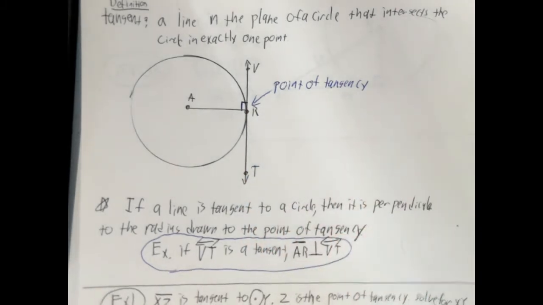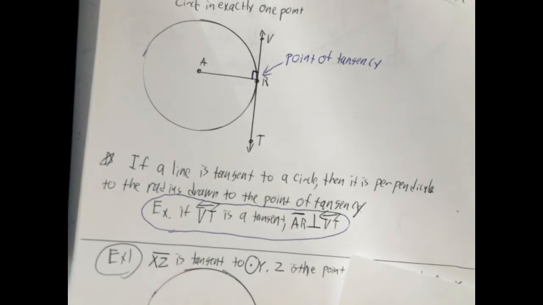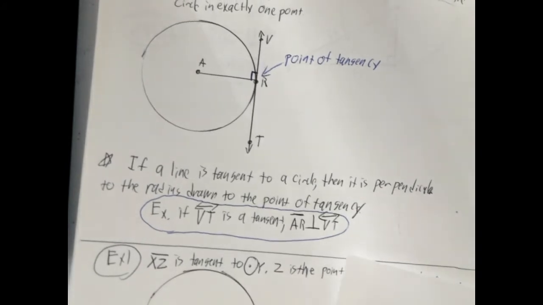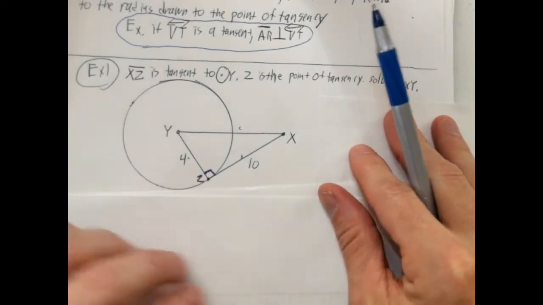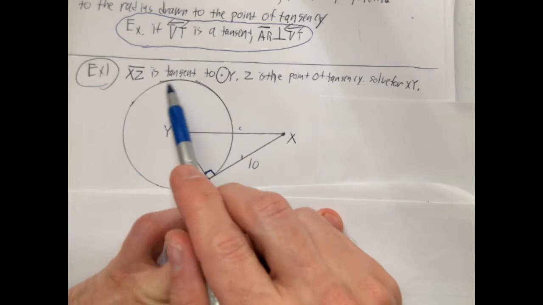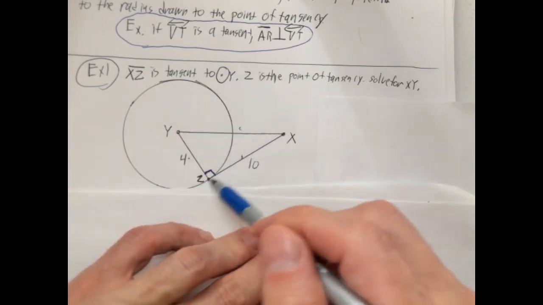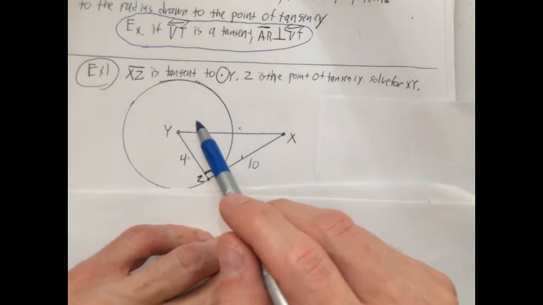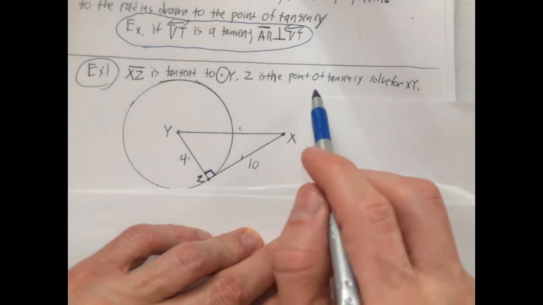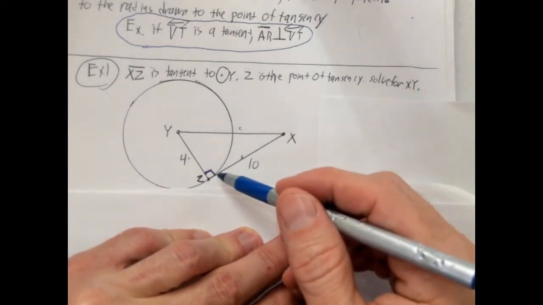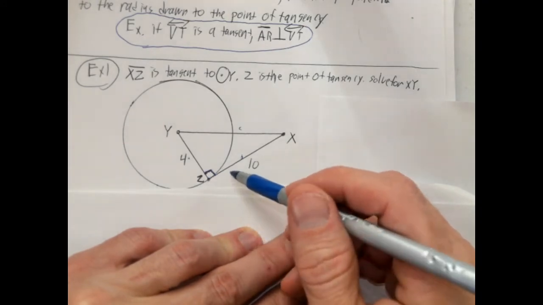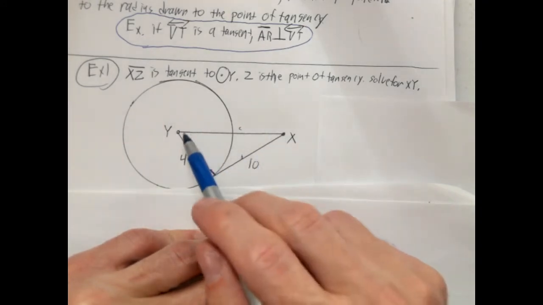Okay, so here's an example too. We have XZ is a tangent to circle Y. So here's XZ, here's circle Y. Remember, we name a circle by its center point. Z is the point of tangency. Solve for XY. You'll notice I drew a right angle symbol here, and we're looking for XY. We're looking for this distance.